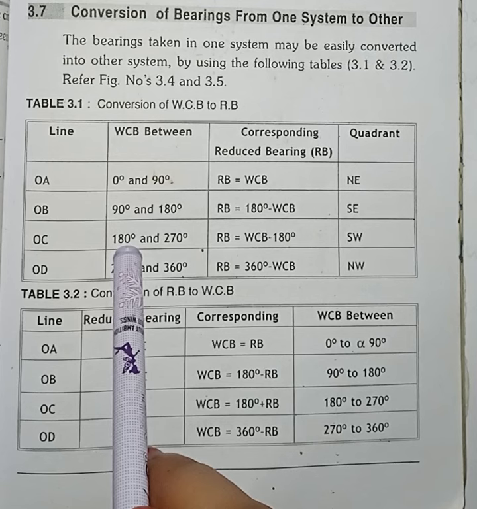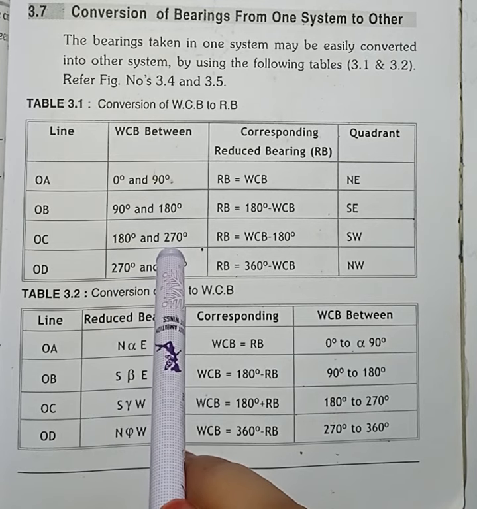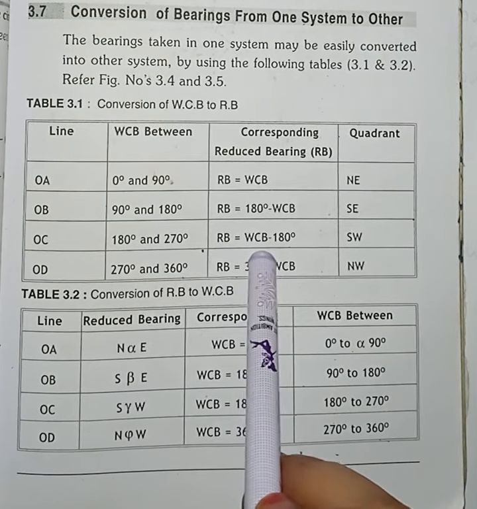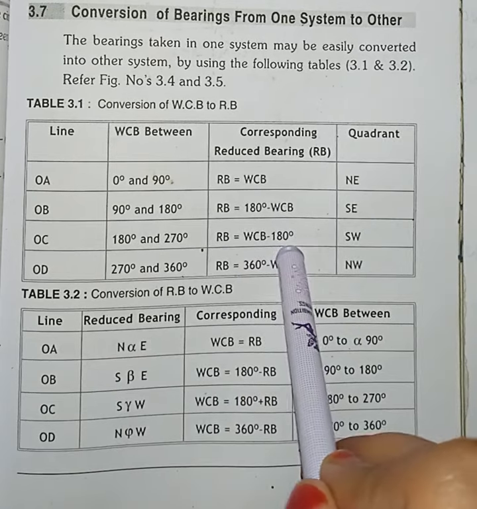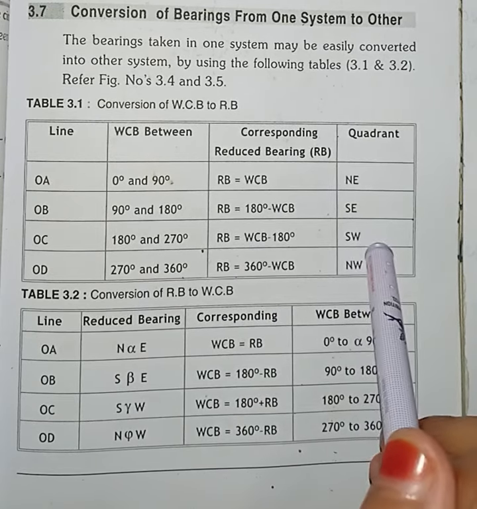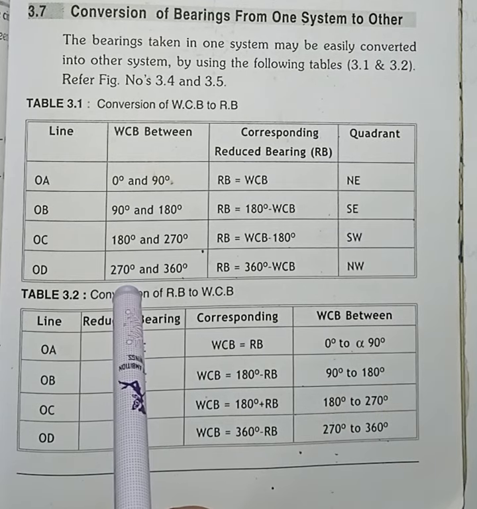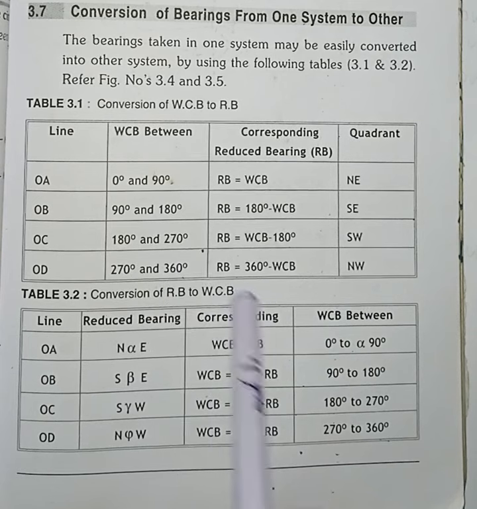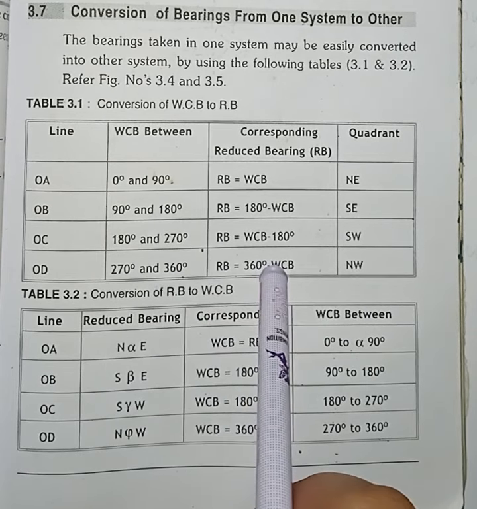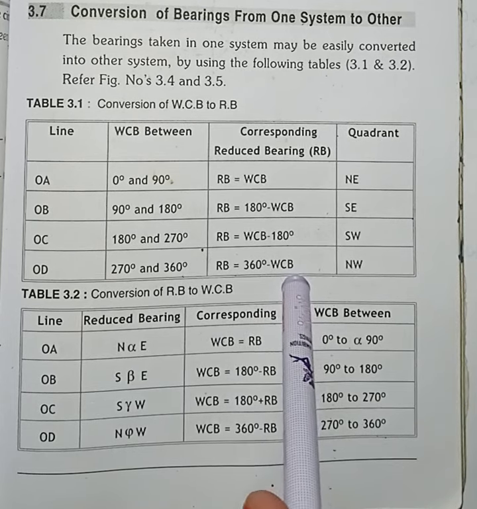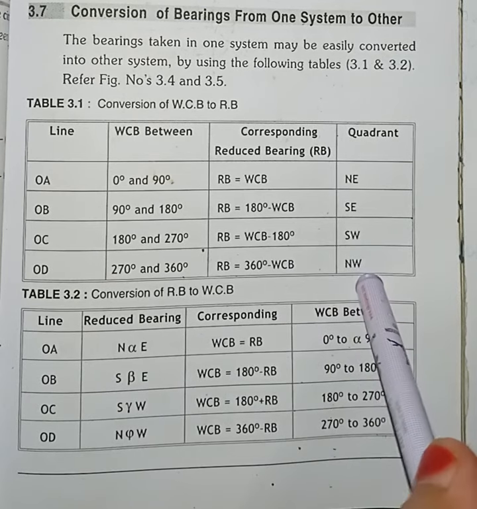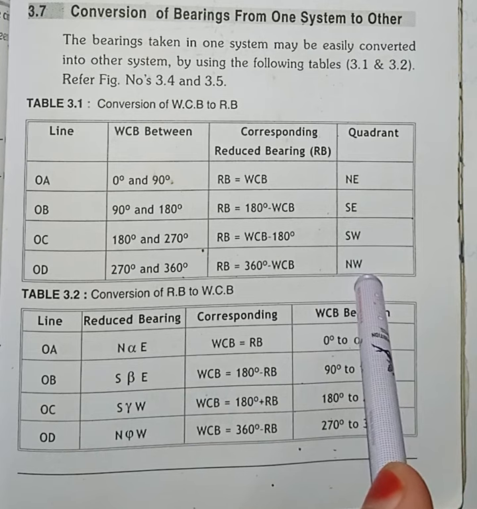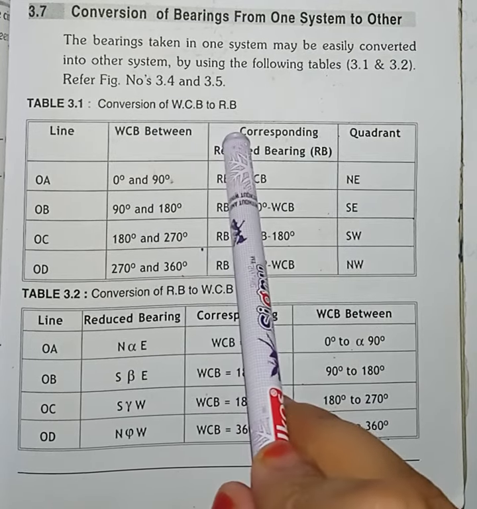Whenever the bearing is between 180 degree and 270 degree, the reduced bearing is whole circle bearing minus 180 degree. It is southwest quadrant. Whenever the bearing is between 270 degree and 360 degree, the reduced bearing equal to 360 degree minus whole circle bearing. It is in northwest quadrant. So this is the conversion of whole circle bearing to reduced bearing.